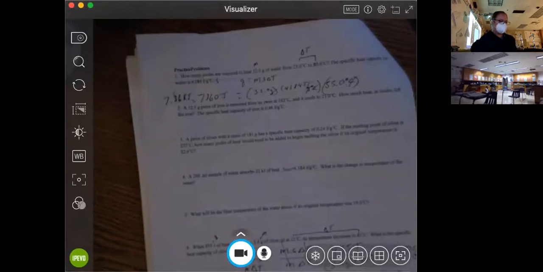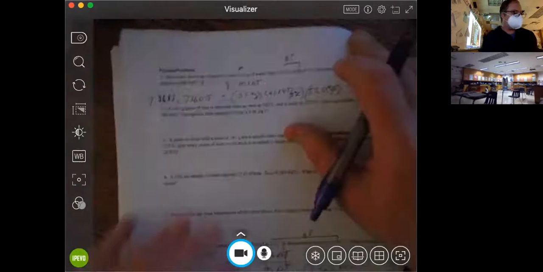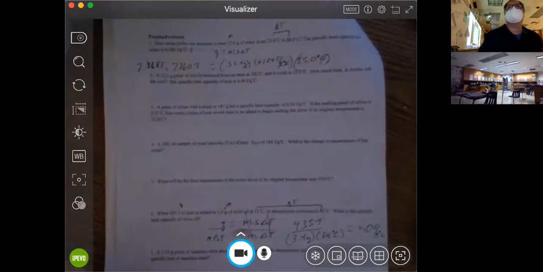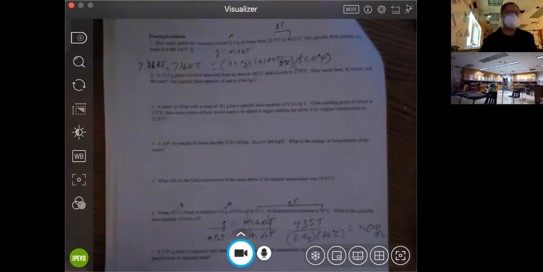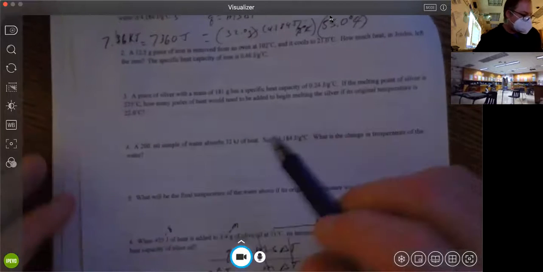What's it called? The unit progress check, or some more of these problems as well. So, let's take a look. All right. The thing with heat is that it cannot be created or destroyed, so it must be transferred.